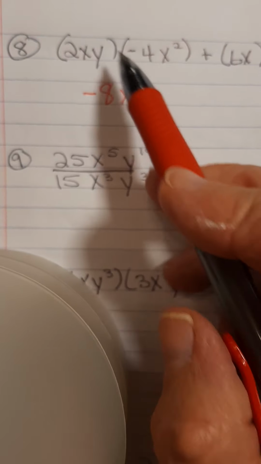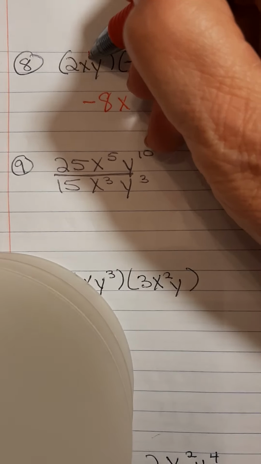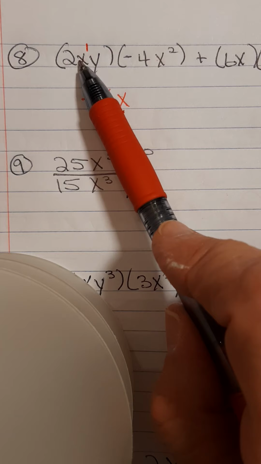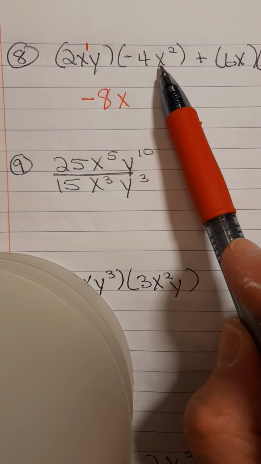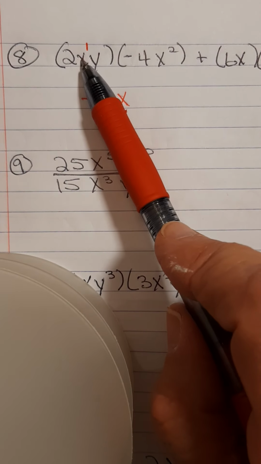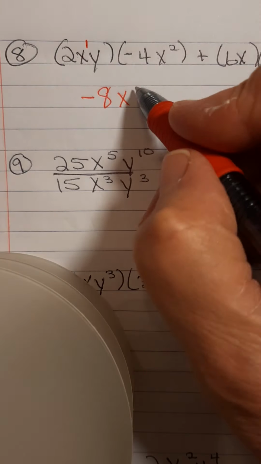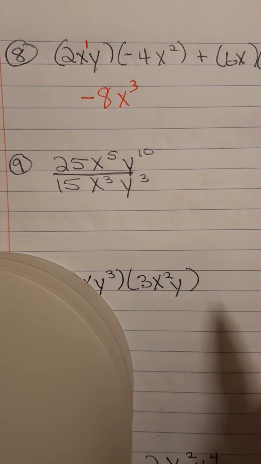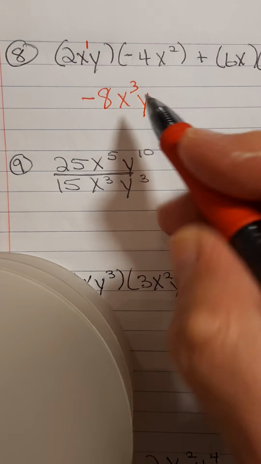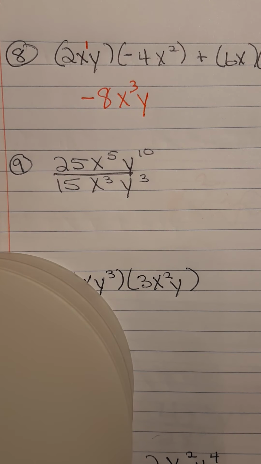Let's do our x's next. This is assumed to be a 1. X to the 1st power times x squared is like saying x to the 1 plus 2, which is x to the 3rd power. And there's nothing to match the y up to, so there's just one y.